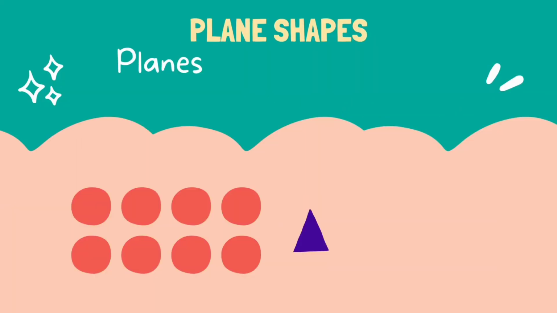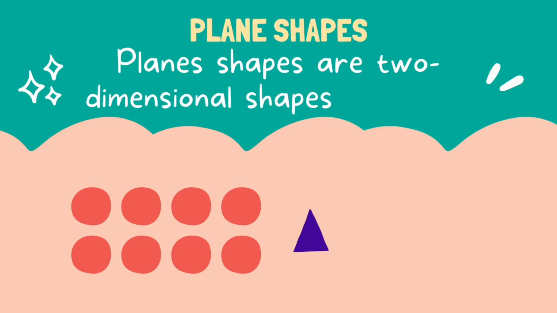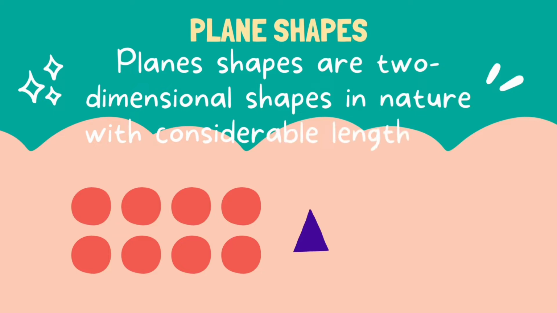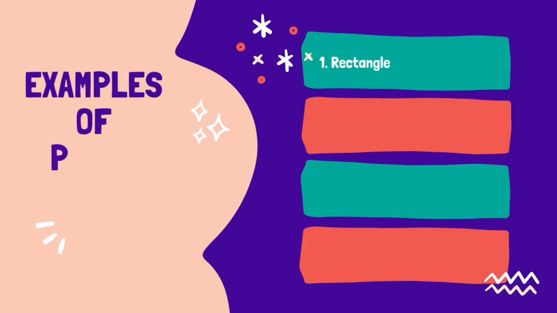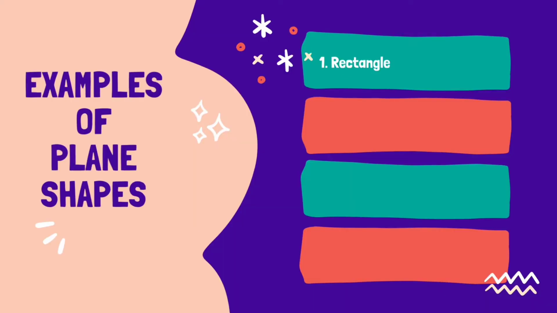So there are different plane shapes that we have. Plane shapes are two-dimensional shapes in nature with considerable length and breadth. There are several plane shapes in mathematics, some of which I will just highlight in this class. Examples of plane shapes are, you have the rectangle. Then apart from the rectangle, you also have squares.